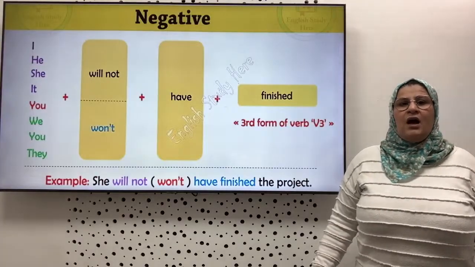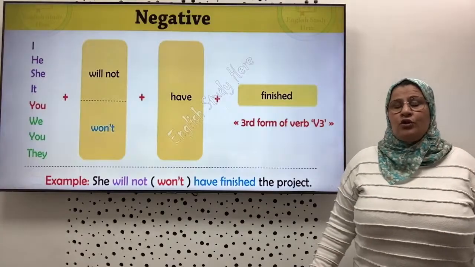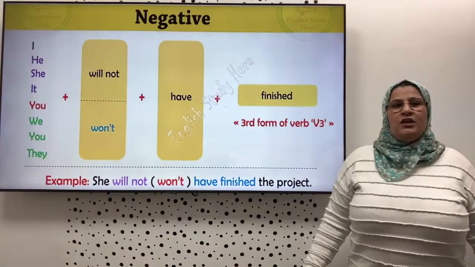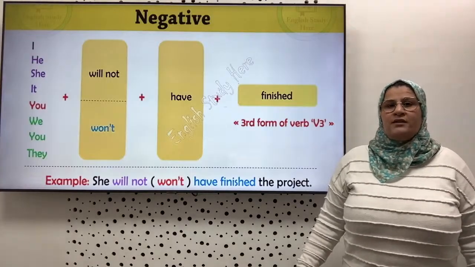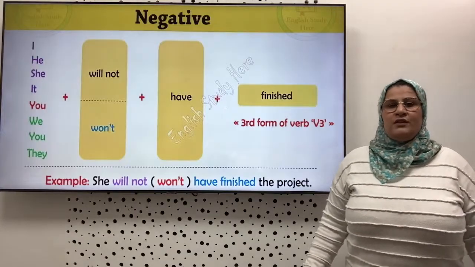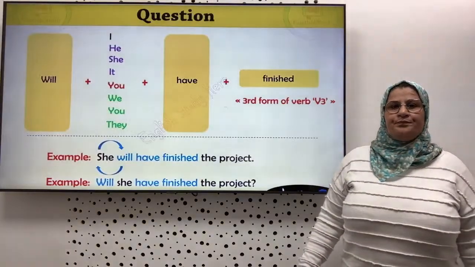Negative form: I will not or I won't have finished, he will not or he won't have finished, she will not or she won't have finished, it will not or it won't have finished, you will not or you won't have finished, etc. with other subject pronouns. For example, she will not or she won't have finished the project.